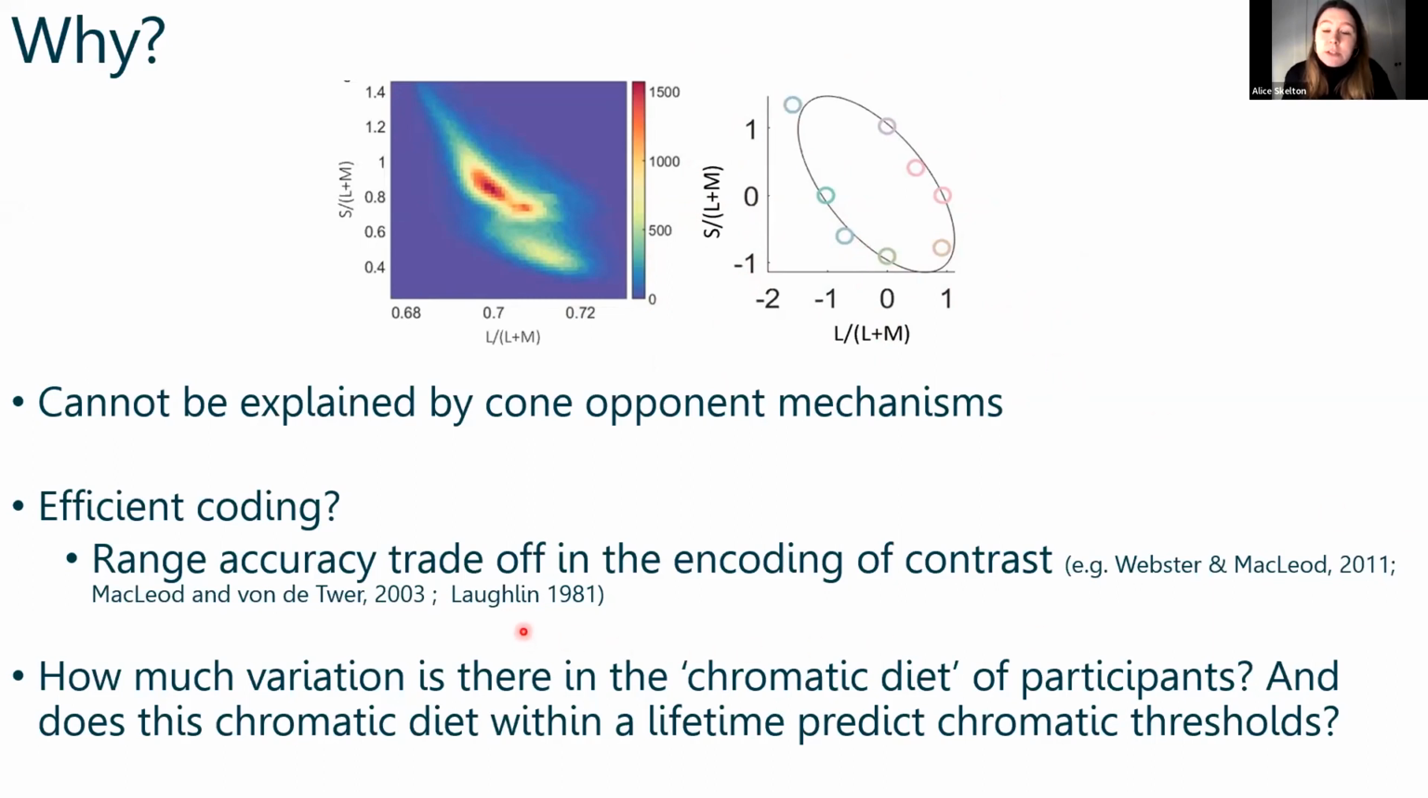So an alternative explanation is related to efficient coding, and in particular a range accuracy trade-off. The mechanisms that we use to represent a particular dimension, in this case saturation, have the same range that they can cover, but the variation, what's out there in the world that they actually have to represent, might be very different.